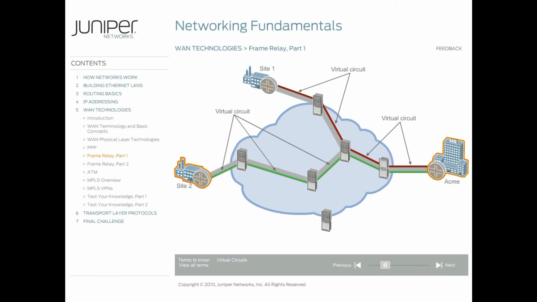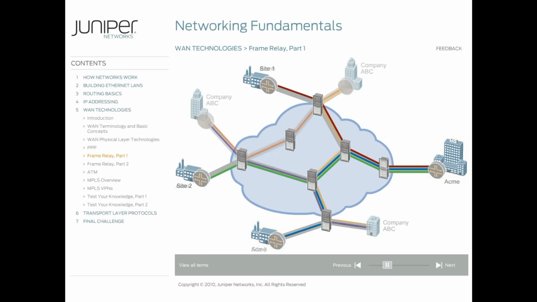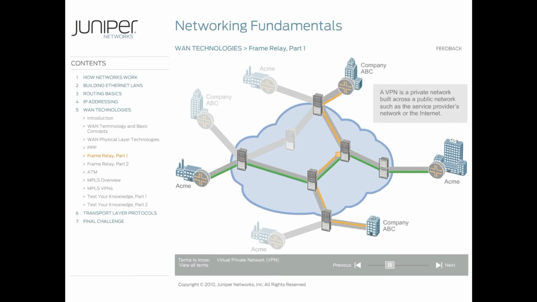Because multiple virtual circuits can run over a single physical connection, customers can communicate with multiple sites without installing additional leased lines. When a new connection is required, the provider simply provisions a new virtual circuit between the locations using the same physical connection. Because multiple customers connect to the same network, within the network, service providers share network resources among many customers, reducing everyone's costs. Because many customers use the same public network, Frame Relay is an example of a Layer 2 Virtual Private Network, or VPN. A VPN is a private network built across a public network, such as the service provider's network or the Internet. In the case of Frame Relay, the service provider keeps customer traffic separated using virtual circuits.